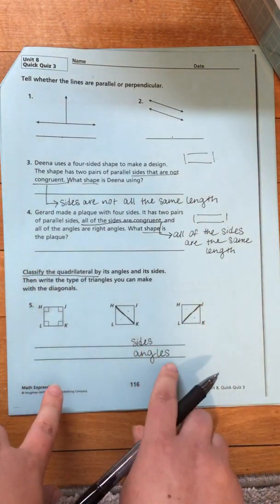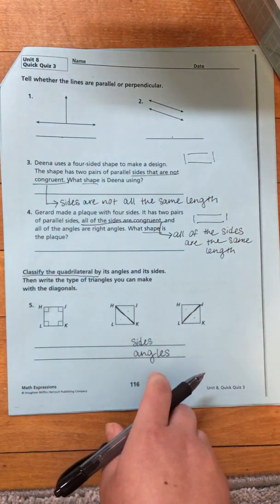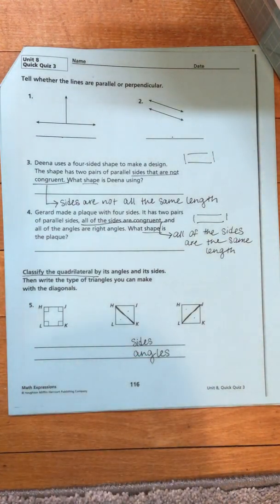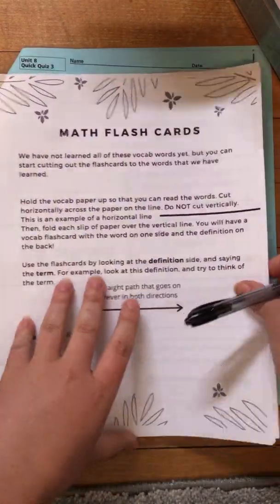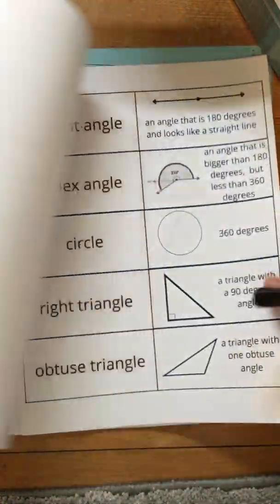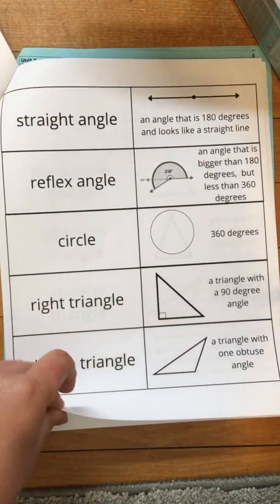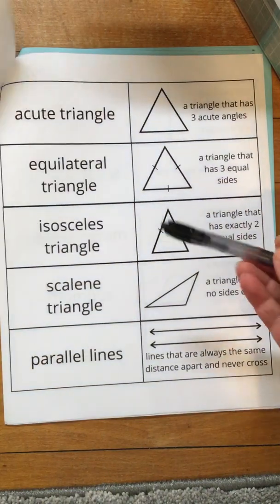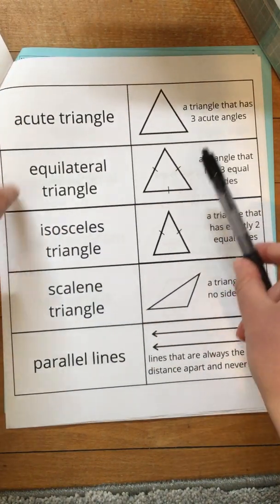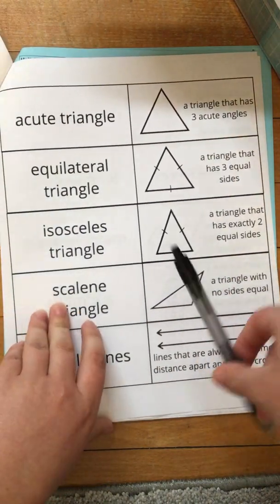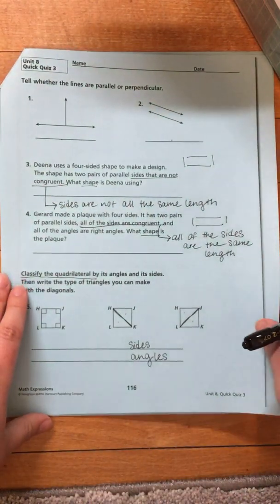If you don't know exactly what I'm talking about, I want you to go back in the flashcards and look at, let me show you. We have, this is based on angles, so right triangle, obtuse triangle, an acute triangle, and this is based on sides, equilateral triangle, isosceles triangle, and scalene triangle. So make sure you study those flashcards before you sit down and take the quiz.